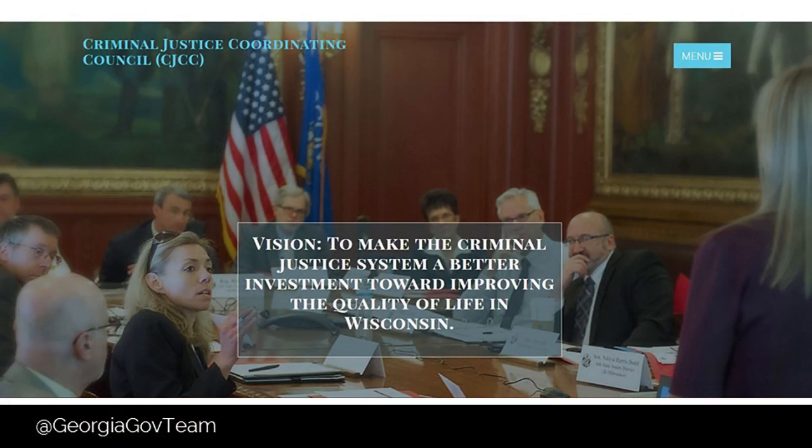So this is not in Georgia, this is the Criminal Justice Coordinating Council of Wisconsin. I think we have somebody here from the Georgia version of this, right? Okay. But this is in Wisconsin. This is the home page, and this image actually takes up the whole page. They have their vision statement right there, so maybe you might find that helpful.